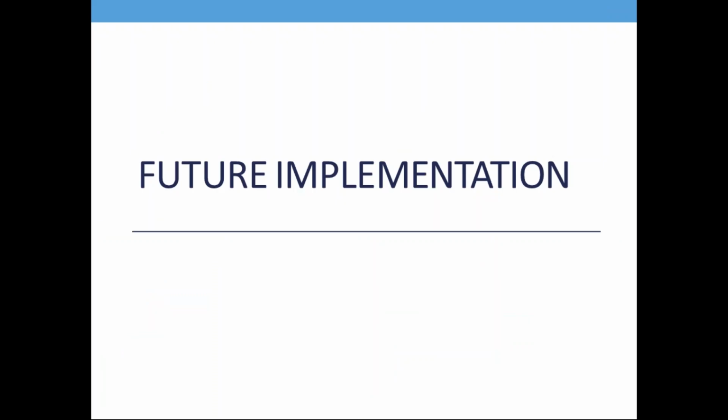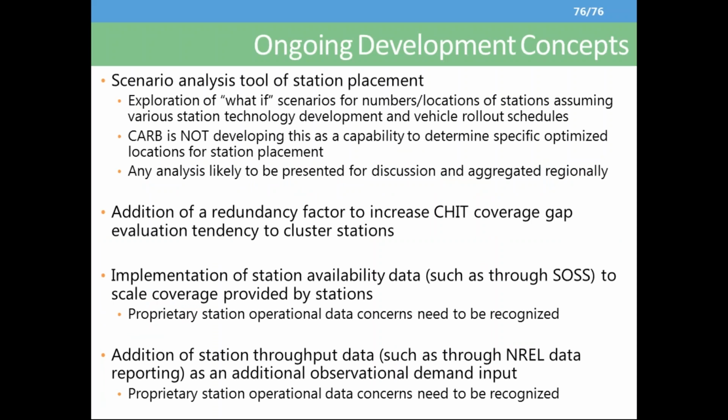And looking towards the future, some things that we're working on, first of all, looking at trying to add a scenario analysis tool, just kind of a what if. So essentially, what if we want to look at the possibility of 2 million vehicles by 2040? How can we use CHIT to say where all those stations need to go, right? Very important, we're not developing this as a capability to pick specific locations.